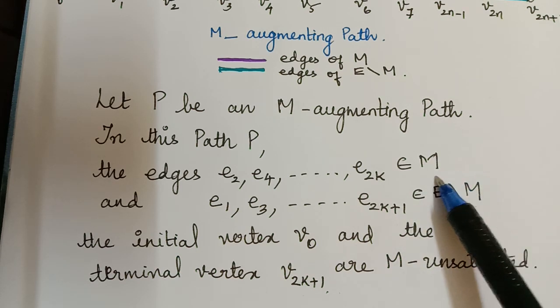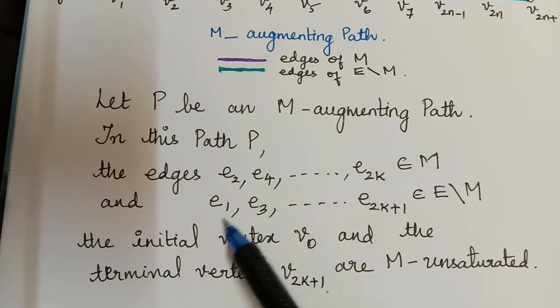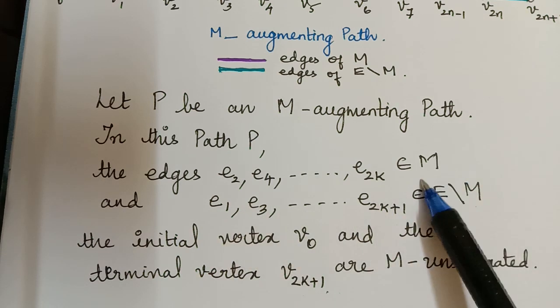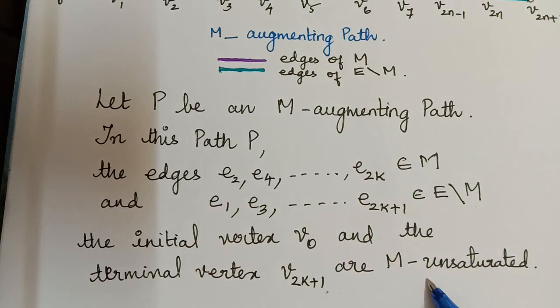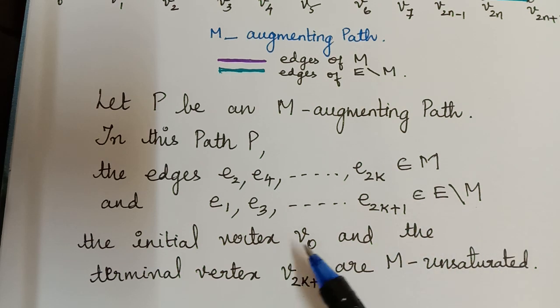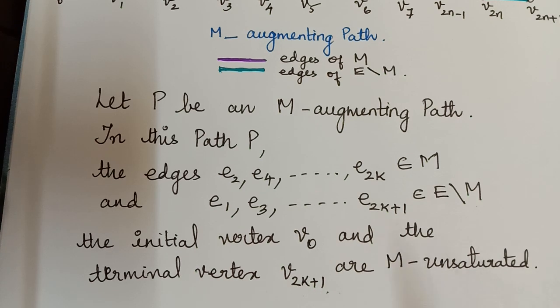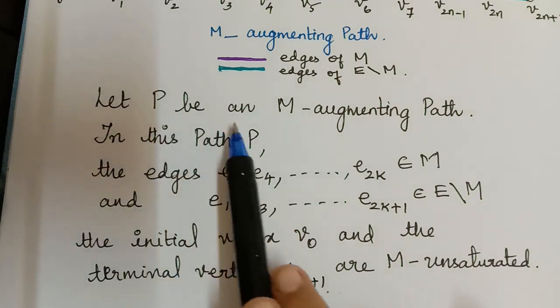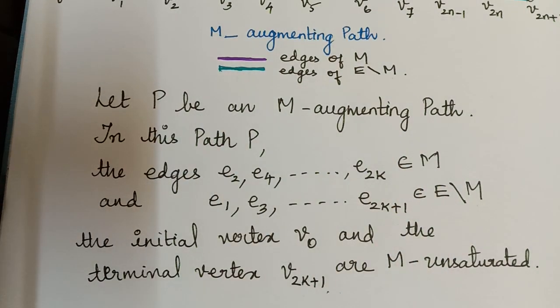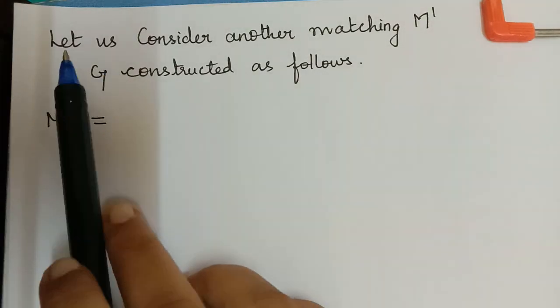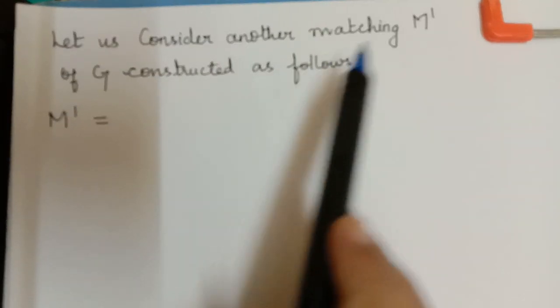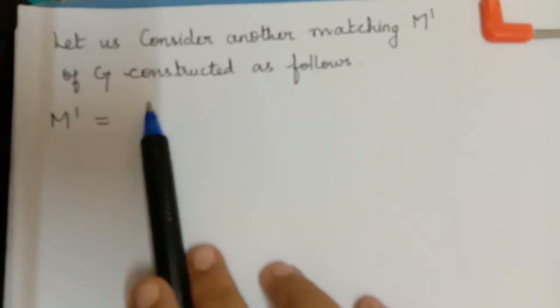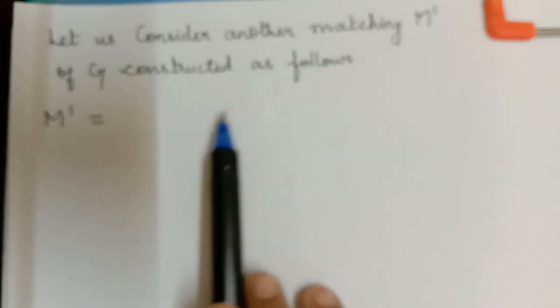So the vertices which are incident with the edges of E restricted to M will be M unsaturated. Therefore, the initial vertex V0 and the terminal vertex V2k plus 1 are M unsaturated, because the path P is an M augmenting path. Now, let us consider another matching M dash of G, which is constructed as follows.